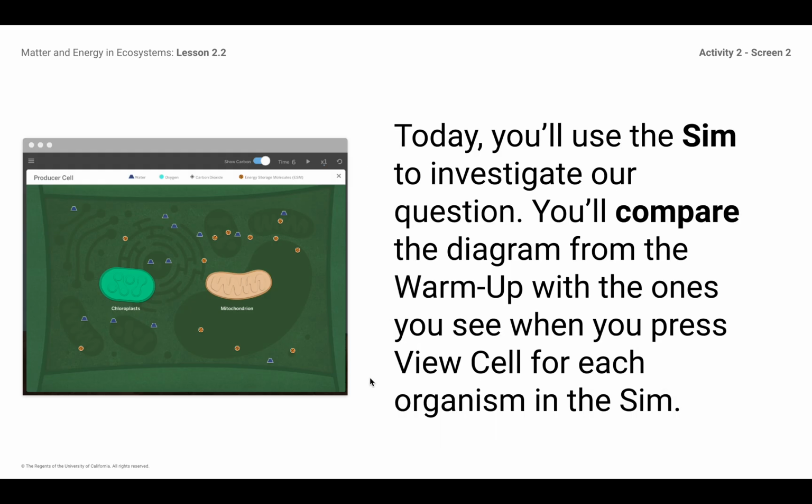Okay? So today you're going to use the sim to investigate our question. You're going to compare the diagram from the warm-up with the ones that you see when you press the view cell for each organism in the sim. If you remember, we did something really similar with photosynthesis, where we compared what we saw going on in the chloroplast to the graphic that we saw, and we talked about how it was similar and how it was different. You're going to do the same thing with the mitochondria in the sim, and compare that to the graphic of cellular respiration that you wrote about in the warm-up.